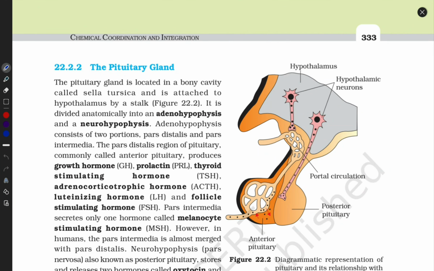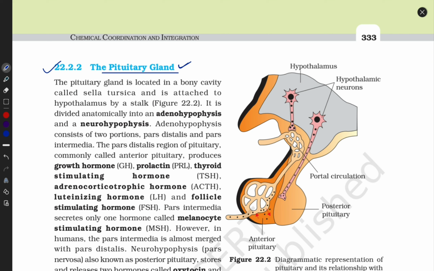Now our second gland is the pituitary gland. We complete our discussion about the hypothalamus. Now we were talking about the pituitary gland. This gland is found in the brain. Simply, the hypothalamus is also found in the brain part, and this pituitary gland is also found in the brain part.